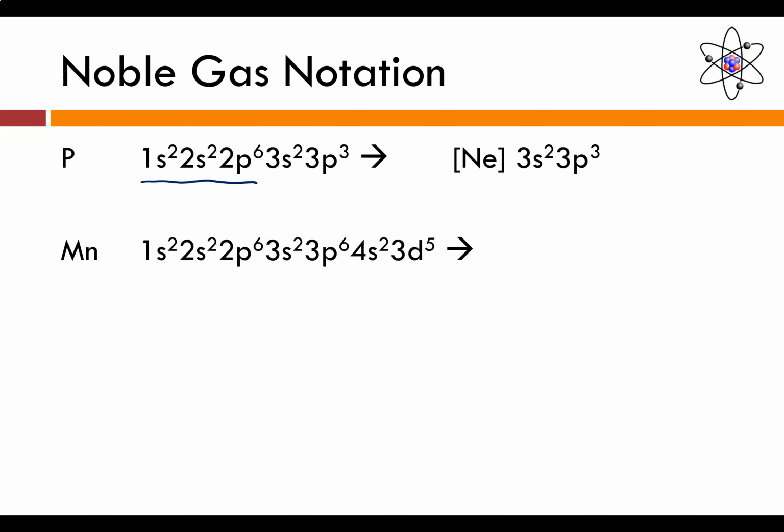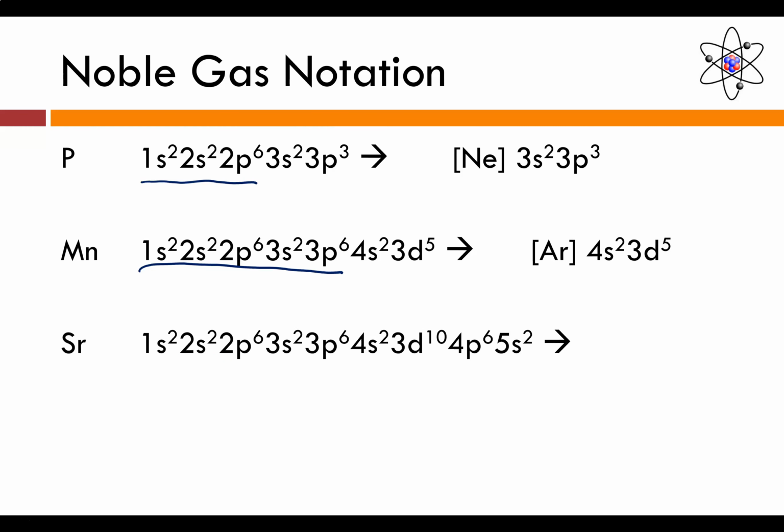Manganese. What noble gas would we use in this case? We definitely have past neon. Hopefully you're thinking argon. And argon, by putting it in square brackets, summarizes those 5 different energy levels and sublevels. Argon, 4s2, 3d5. Strontium, oof, so much writing. We can definitely go past neon, we can go past argon, yeah, we can get all the way up to krypton. Krypton, 5s2.